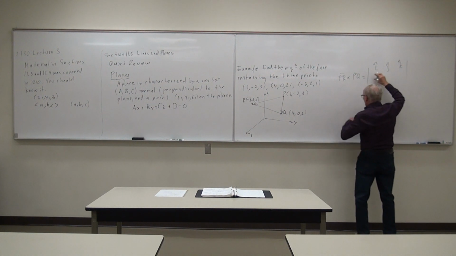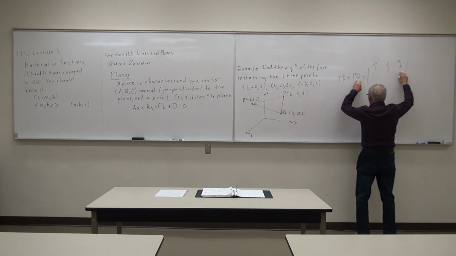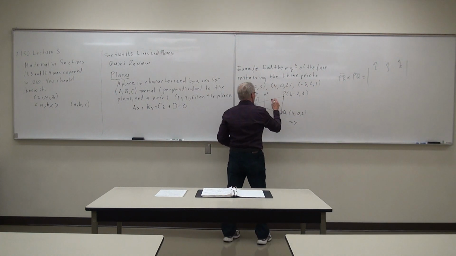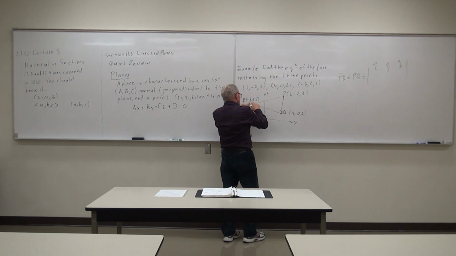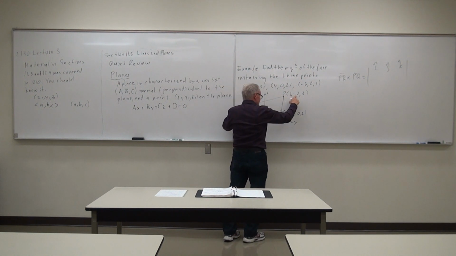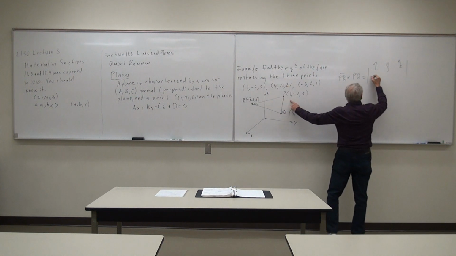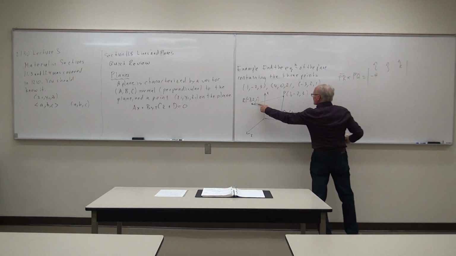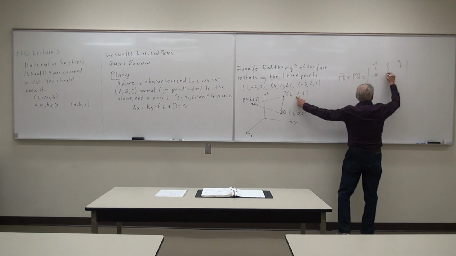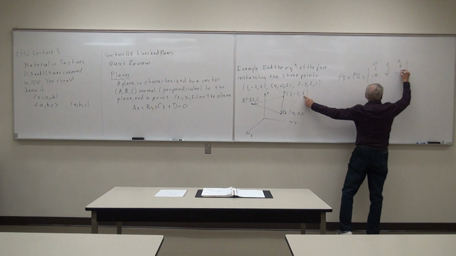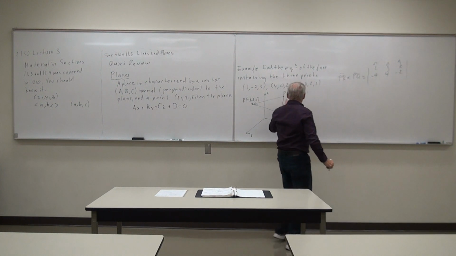IJK across the top, and then the components of PR in here, and the components of PQ in there. To find the components of PR, the vector that goes there, you take the coordinates of this and take those coordinates away, and you get the components of the vector. So -3 minus 1 is -4, 2 take away -2 is 4, and 1 take away 3 is -2. So those are the components of the PR vector.